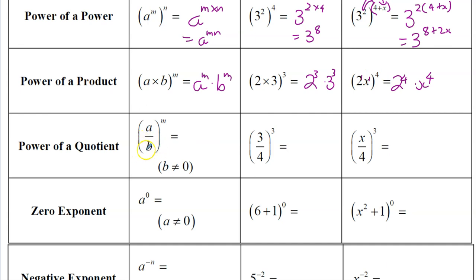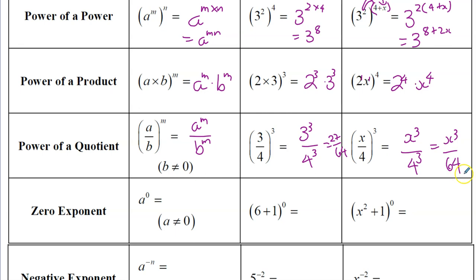Power of a quotient, so the denominator cannot be 0. And that's a to the m over b to the m. So it'll be 3 cubed over 4 cubed. So it'll be x cubed over 4 cubed. Now, I mean, these can all be evaluated, right? We don't have to here. That'll be 64. That'll be x cubed, and 4 cubed is 64.